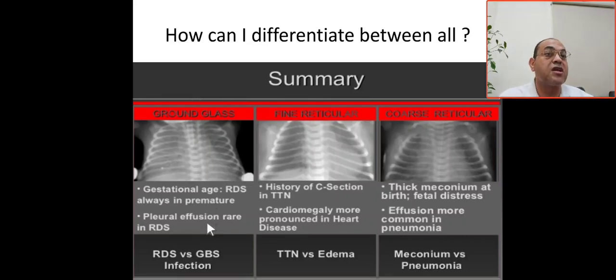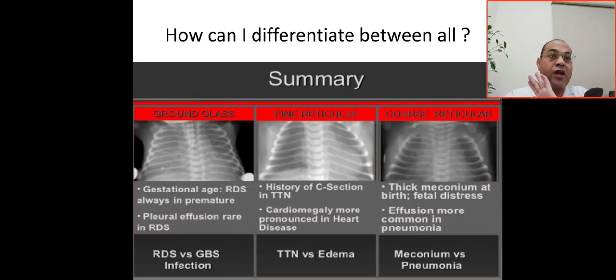If you look at the associations, pneumonia or GBS infection is commonly associated with pleural effusion. Pleural effusion is rare in RDS, but the common complication of RDS is pneumothorax. The common association or complication with GBS infection or pneumonia is pleural effusion. So that is the ground glass appearance on the X-ray.